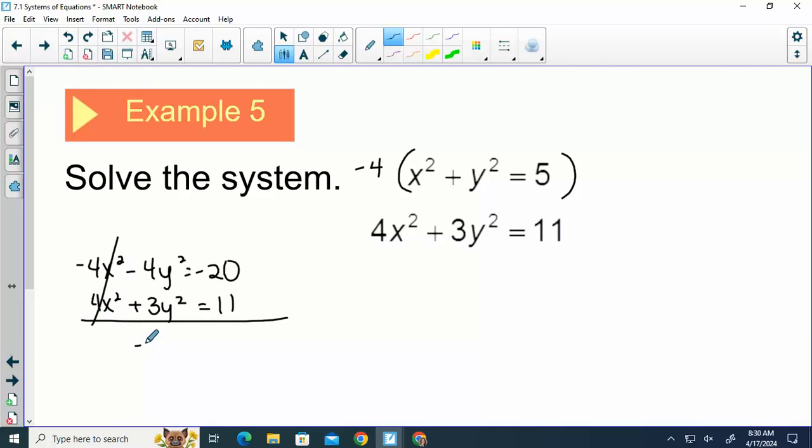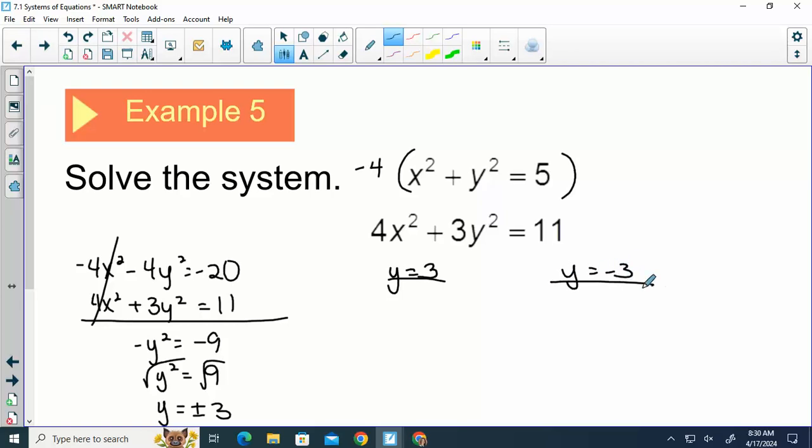Those cancel. This would be a negative y squared equals negative 9. Yours solves so much more easily. So y squared equals 9. Then to get rid of a square, we square root and then plus or minus 3. So y is positive or negative 3. I told you mine was smooth sailing. Yours is so much more pretty.